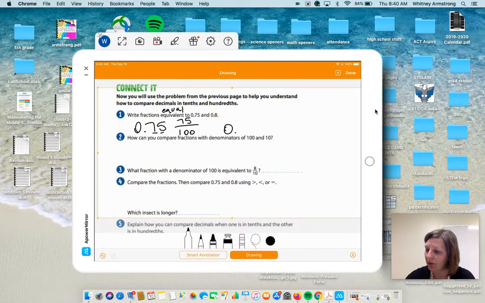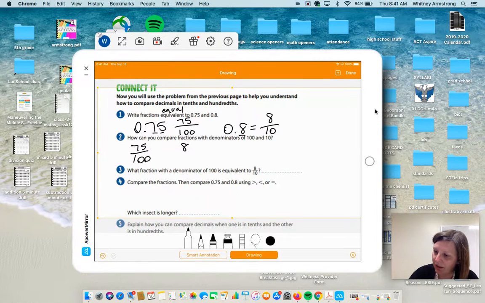So if I go to 0.8, I have one place, so that tells me my denominator is a 10, and then everything after my decimal is my numerator, so I have 8/10. Number 2, how can you compare fractions with denominators of 10 and 100? So I have my fractions here, 75 over 100 and 8 over 10.